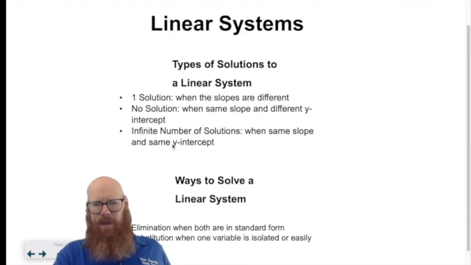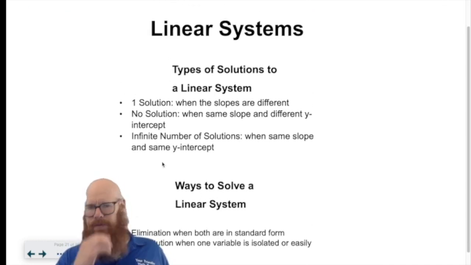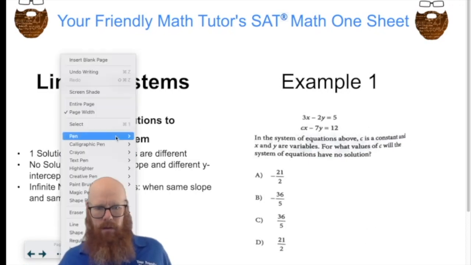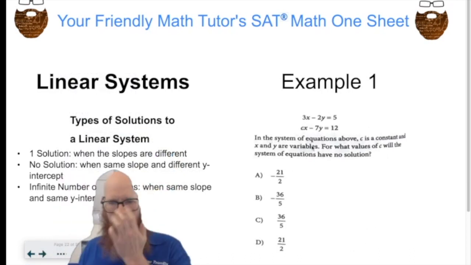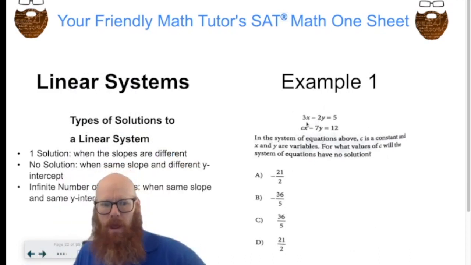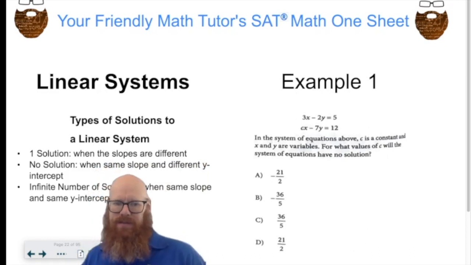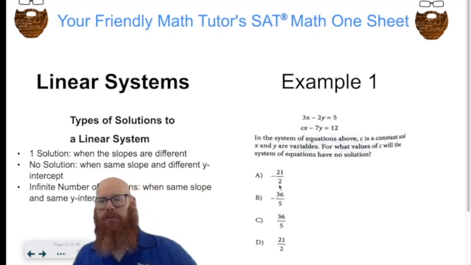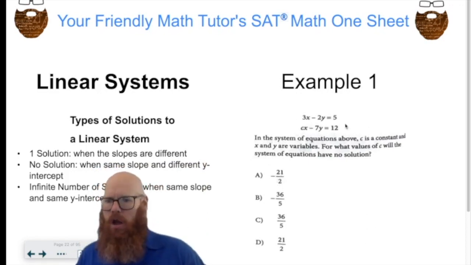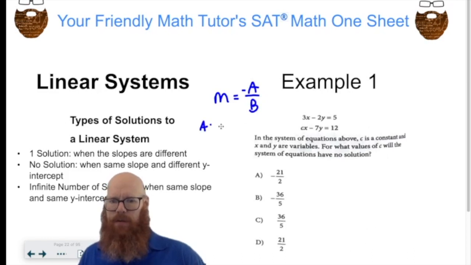Here we have a couple different types of problems. First we're going to look at the types of solutions to a linear system. Example 1 is a type of problem where we have to come up with a value of c that would make our system have no solution. I think no solution is when the slope is the same. One way to do this is to use something we learned earlier: when something's in standard form, the slope can be thought of as negative a over b, when standard form is ax plus by equals c.